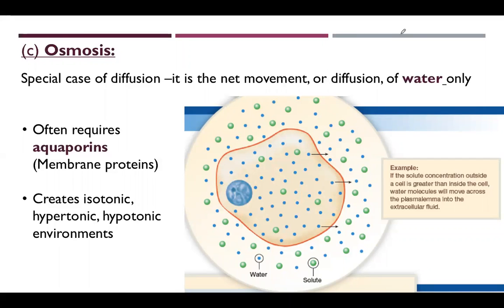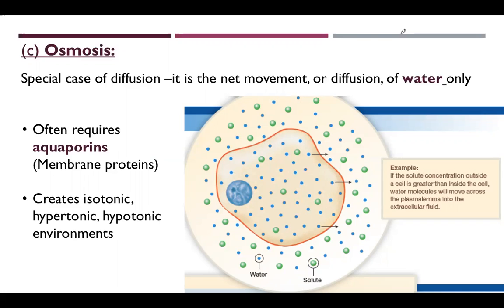The third type of passive transport is called osmosis. And this week you'll learn more about osmosis in your lab and see some real experiments having to do with osmosis. But osmosis is a special case of diffusion. It's the net movement or diffusion of water only. Specifically in biological systems, osmosis has to do with water.